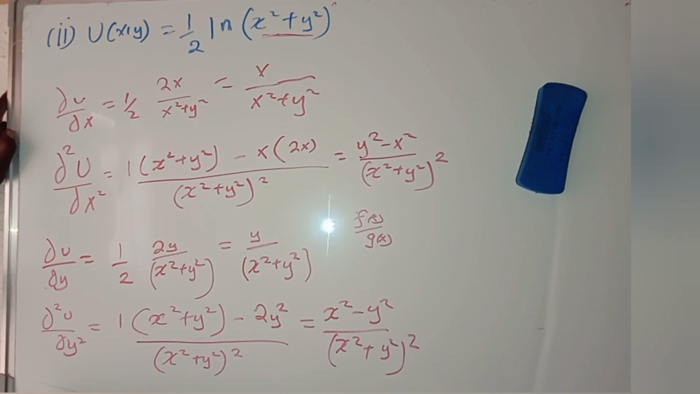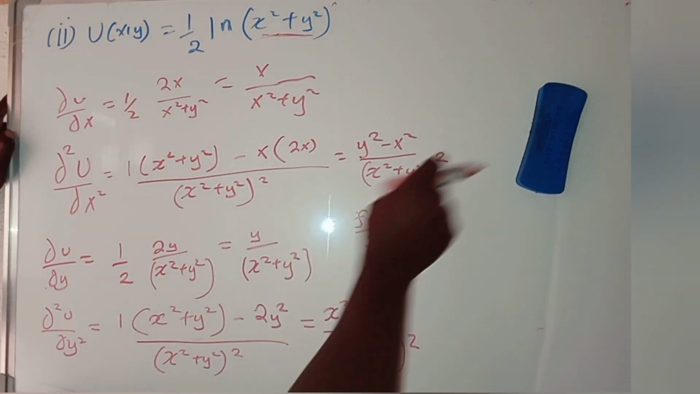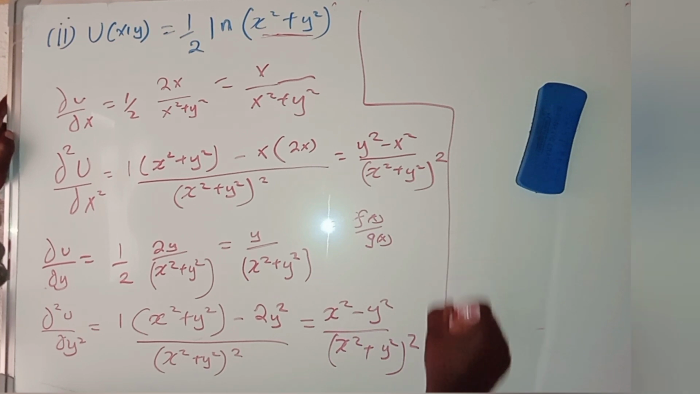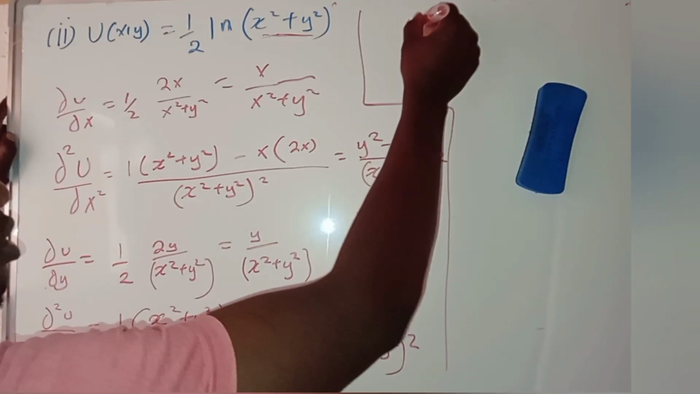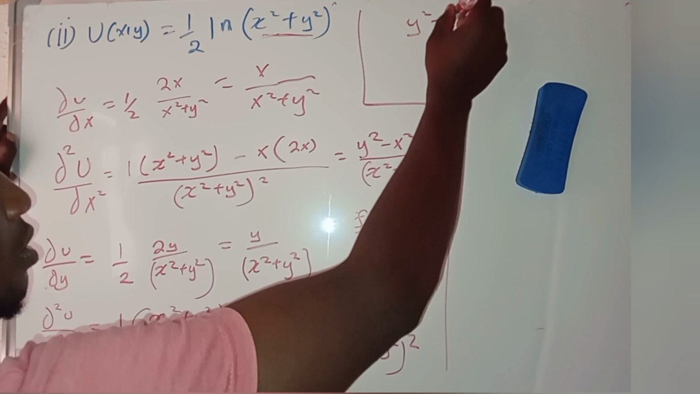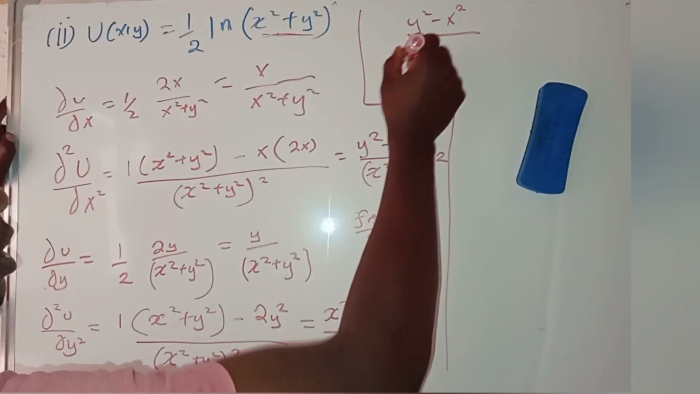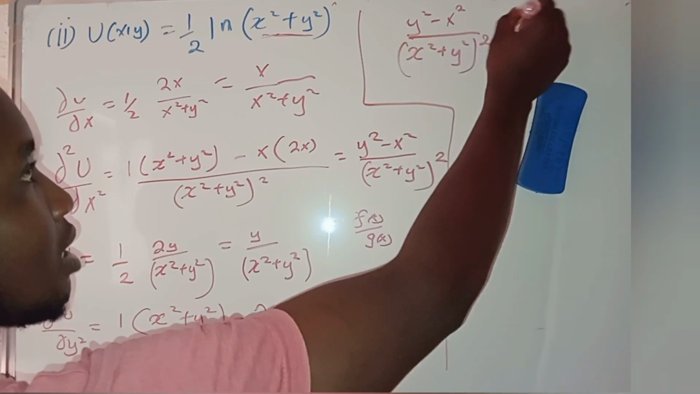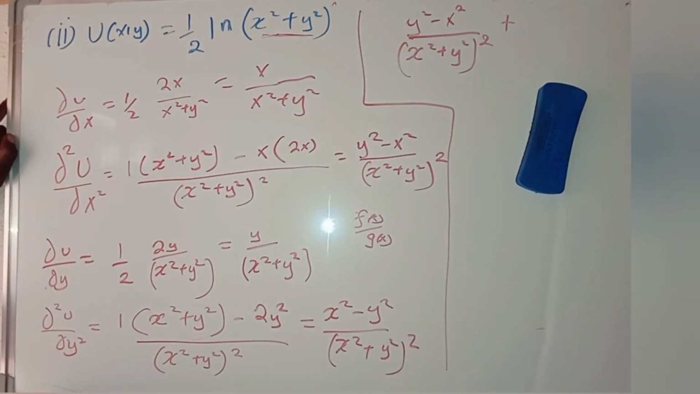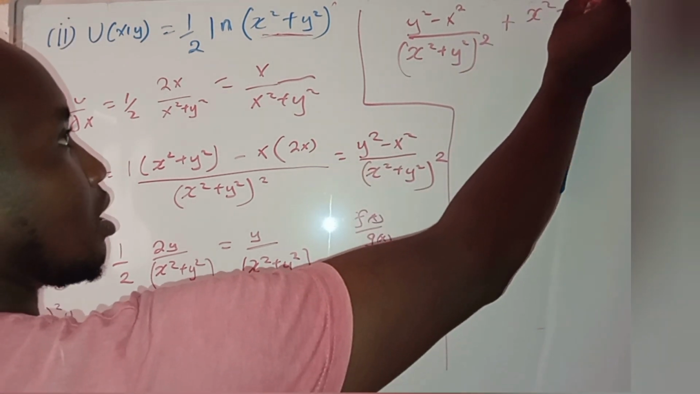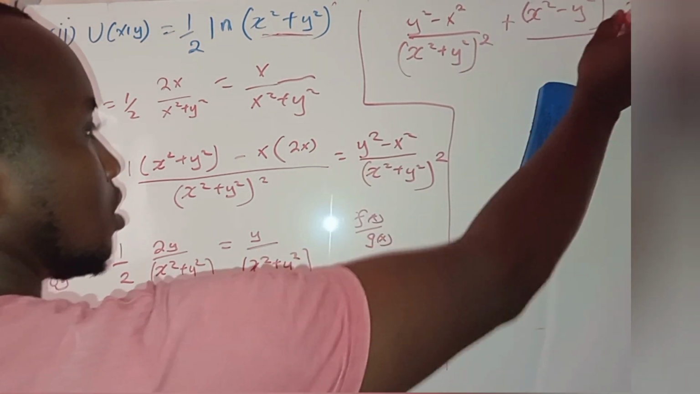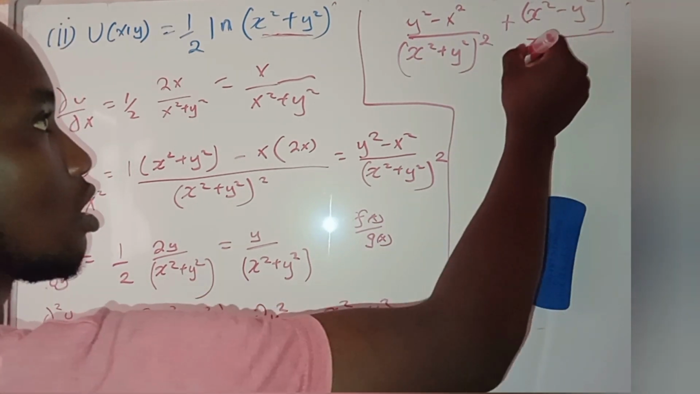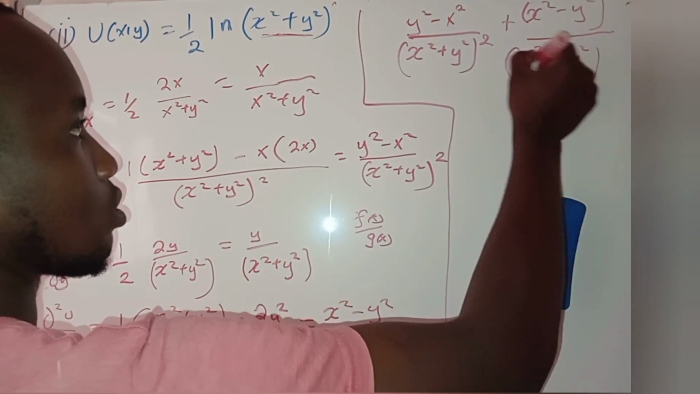Add them. We add them and check whether we will obtain 0. So y squared minus x squared divided by x squared plus y squared, plus x squared minus y squared divided by x squared plus y squared.